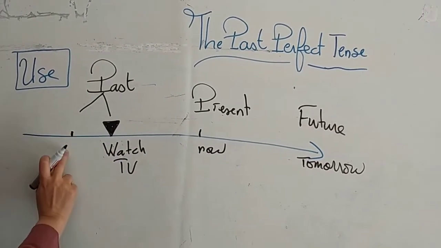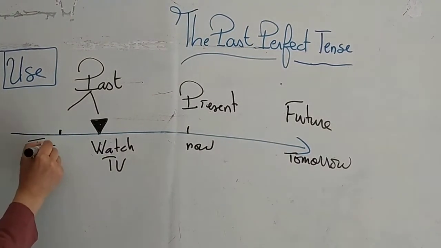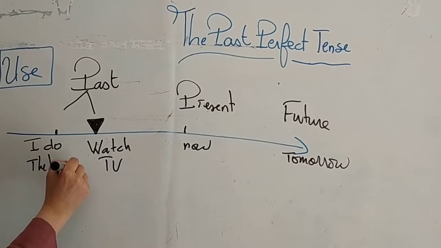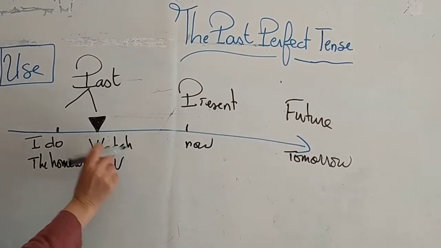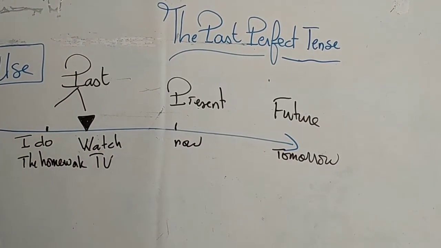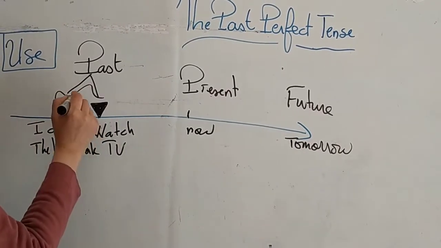But before I watched TV, what did I do? I did the homework. Okay? The actions that happened yesterday are watch TV and do the homework. Watch TV and do the homework. Both of them were in the past. Okay? Both of them are in the past.